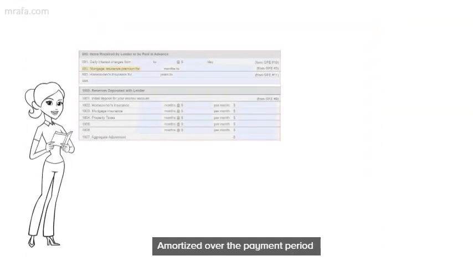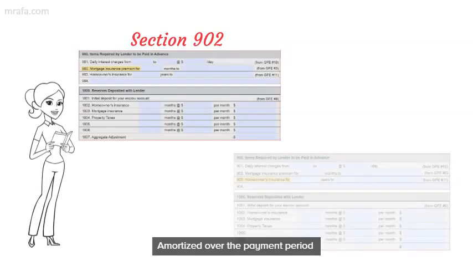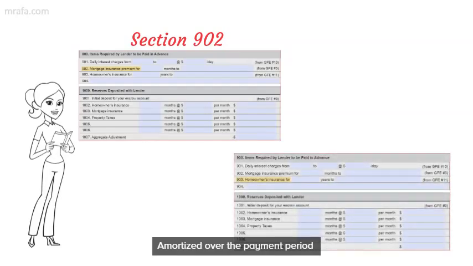And the daily interest charges, the 901, that interest can be deducted as a current expense. And then 902, which is the mortgage insurance premium and the homeowner's insurance, you can only expense it over the payment period. So it's basically you have to amortize it over the period that you're covered.